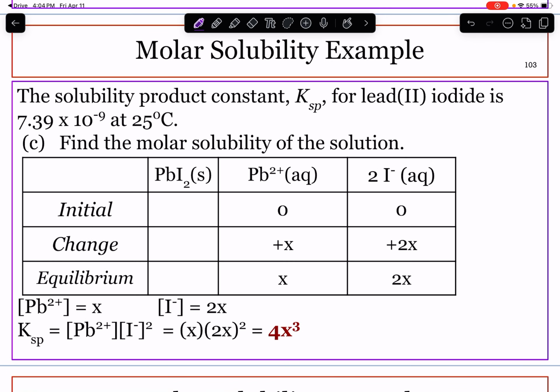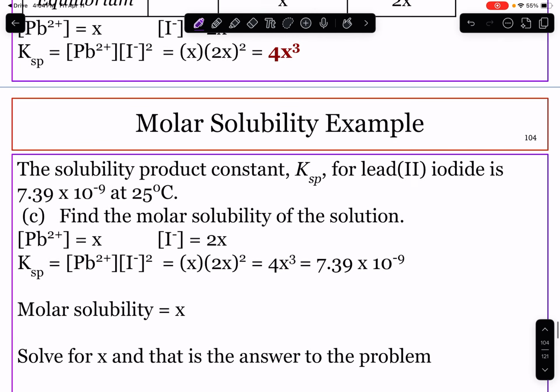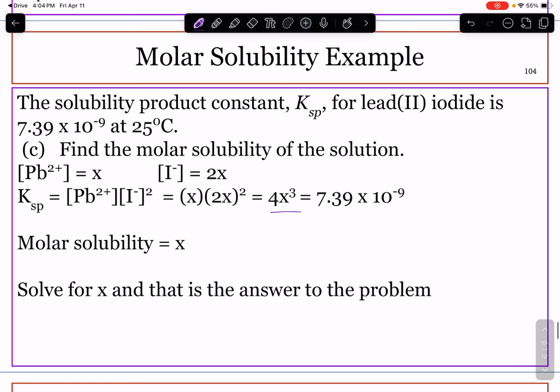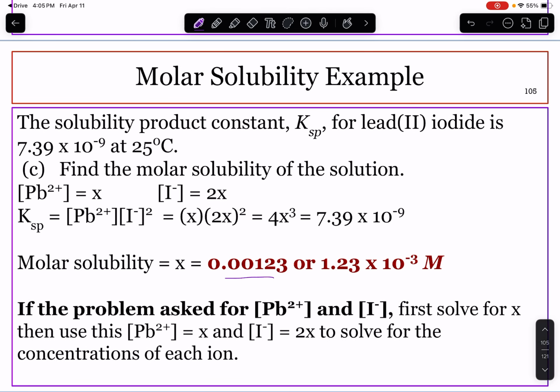And now we need to solve this. The Ksp is given in the problem. So we have 4x cubed is equal to 7.39 times 10 to the negative 9. Solving for the molar solubility is solving for x. Dust off your algebra brain and see if you can solve this. So this is the answer to the problem, 0.00123. Of course, you could put it in scientific notation if you wanted to.